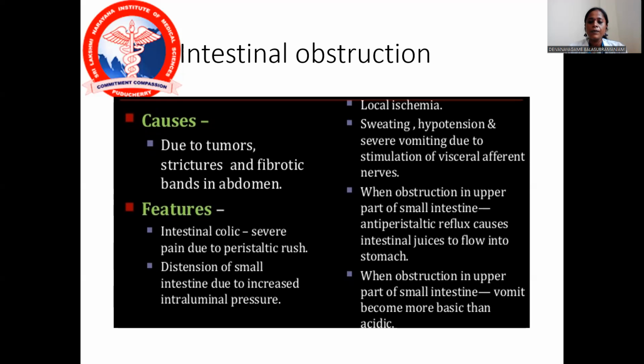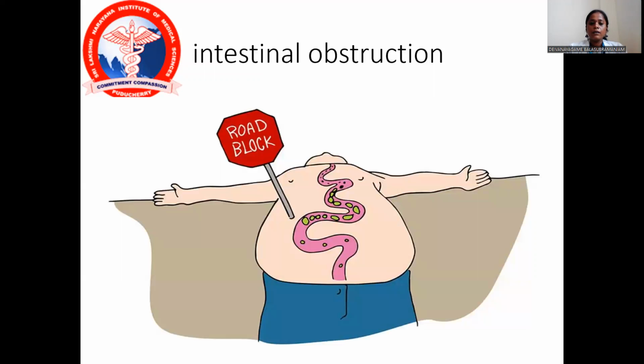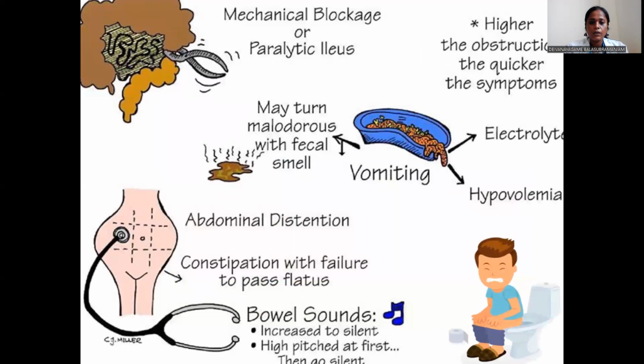visceral afferent nerves. When there is obstruction in the upper part of the small intestine, there will be an antiperistaltic reflex that causes intestinal juices to flow into the stomach. And when there is obstruction in the upper part of the small intestine, the vomitus becomes more basic than acidic. So here is a block over the intestine. Okay, so I told about the vomiting as well as the abdominal distension as features of the blockage.